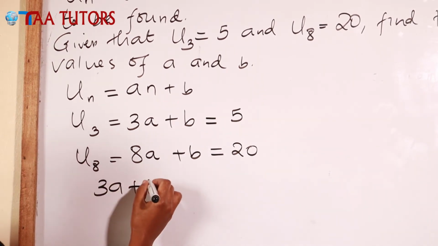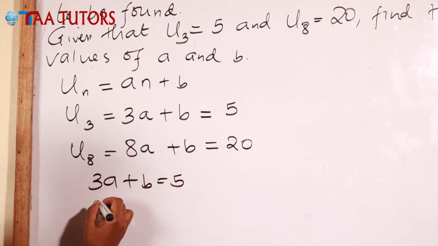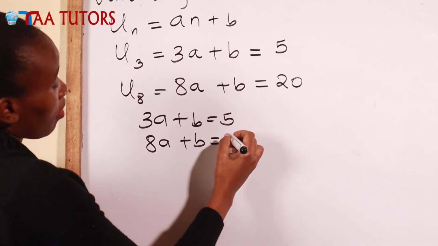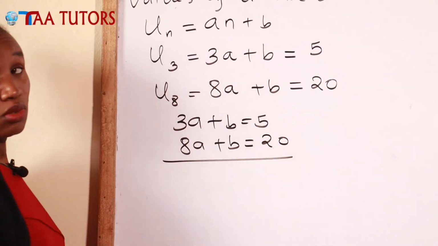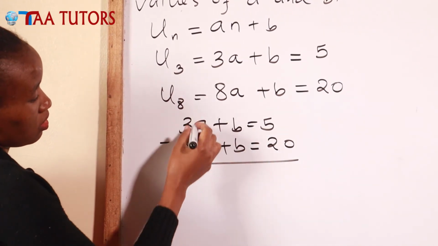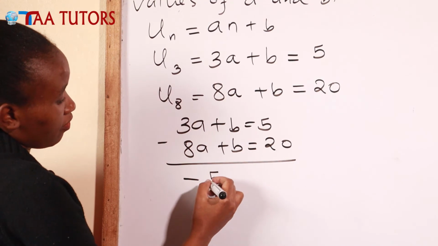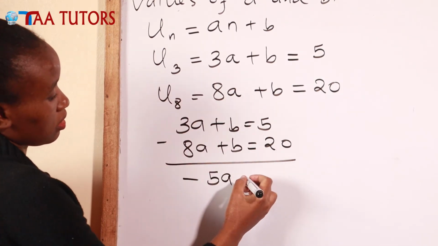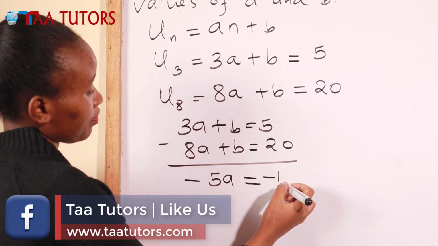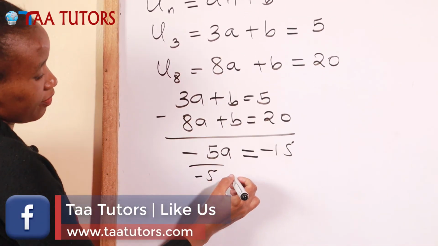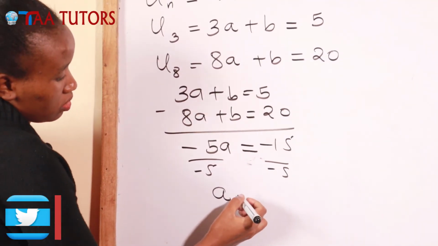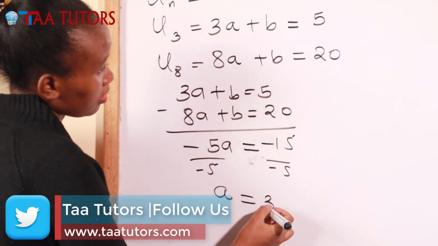You can solve them using any of the methods of solving simultaneous equations. You can either use the elimination method or substitution method. So I'm going to use the elimination method and eliminate b. So this is going to be 3a minus 8a, which is negative 5a. b minus b is 0, equals 5 minus 20, that is negative 15. Then divide both sides by negative 5. So the value of a is 3.